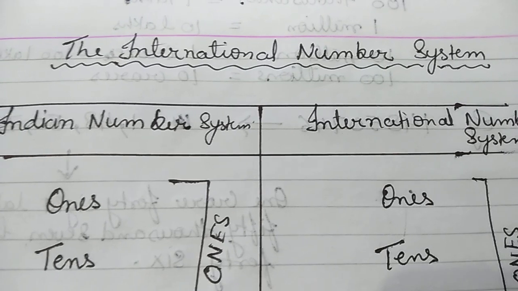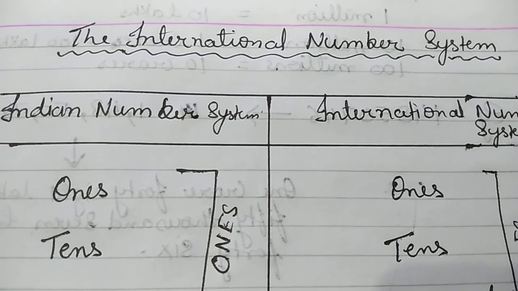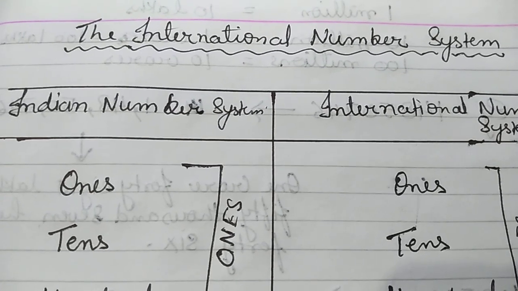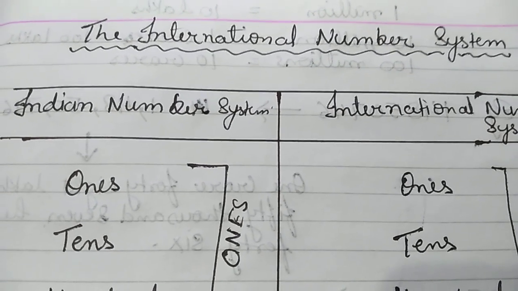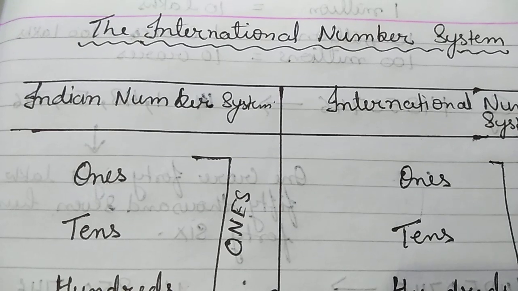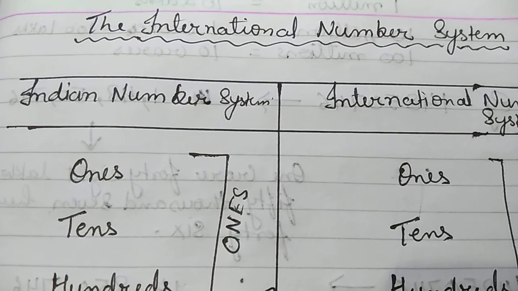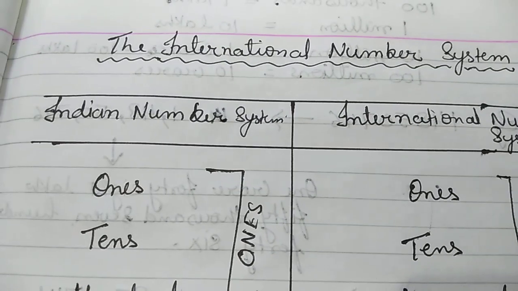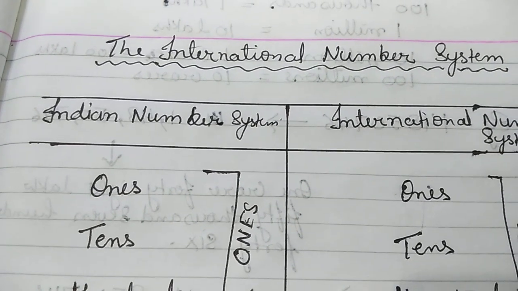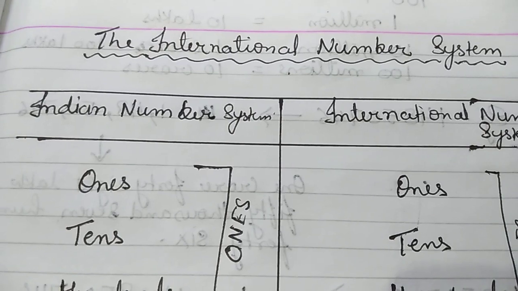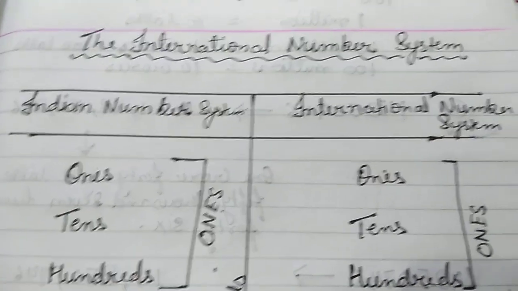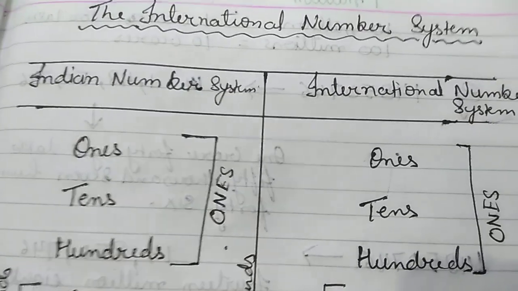Before this video, we were doing exercise number 1.3. I hope you all have done all the questions in your notebook. Today we will start the new topic, the international number system. Before that, in our previous videos, we have discussed the Indian number system. Today we will compare both number systems so that we can understand the international number system in a proper way.